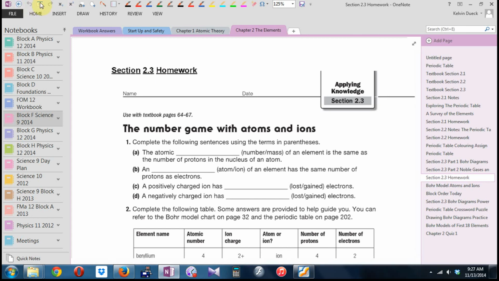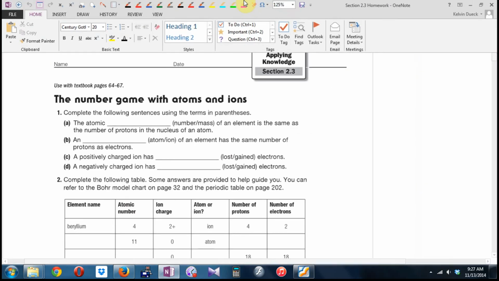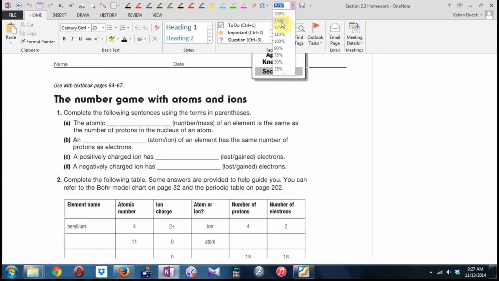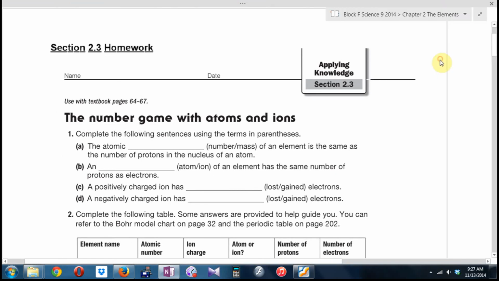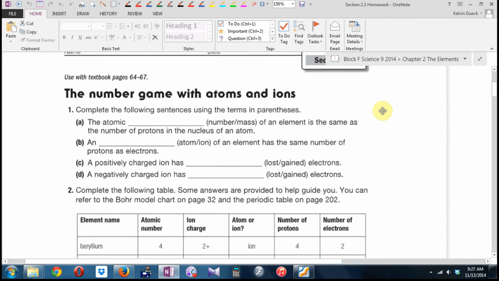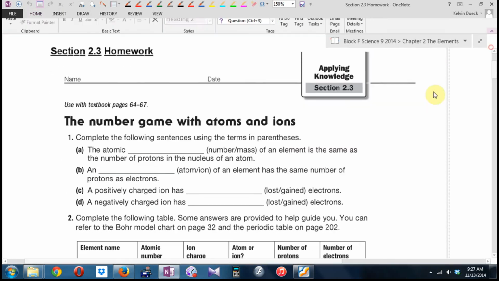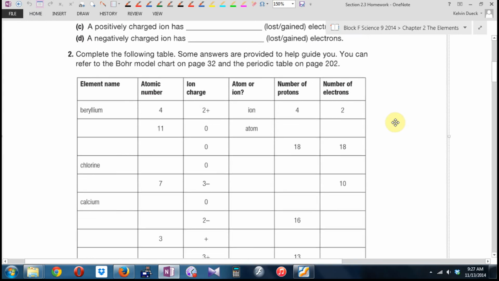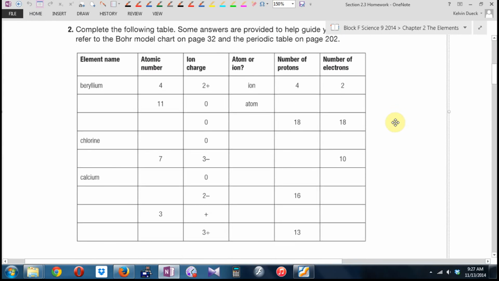What I'd like you all to do, can you look at section 2.3, because I need to explain this chart. Can you look at this one here that I just gave you, section 2.3 homework? I need to explain this chart, okay? This is similar to what I gave you on the quiz, Lena, but I've added one more thing. This question and this question.